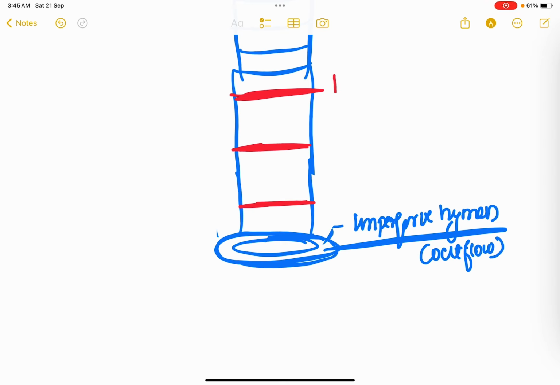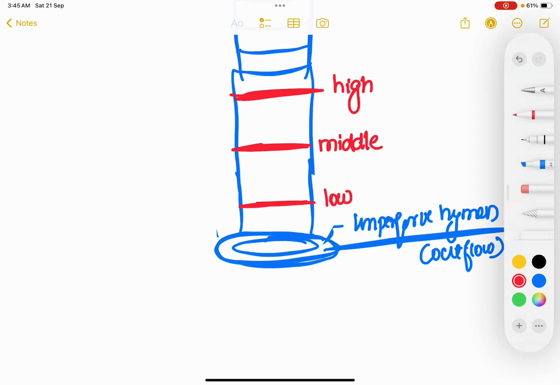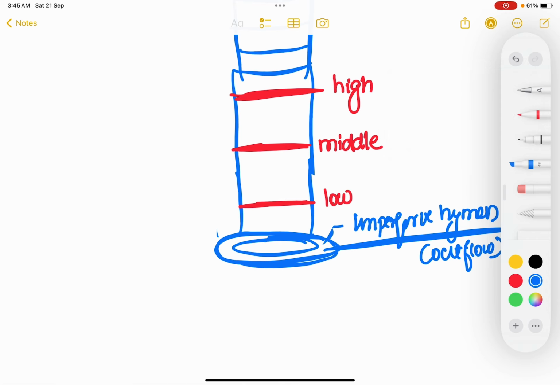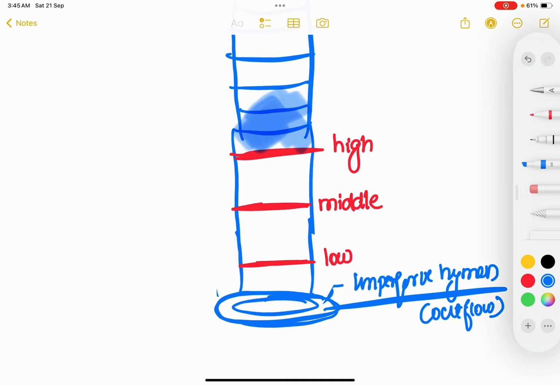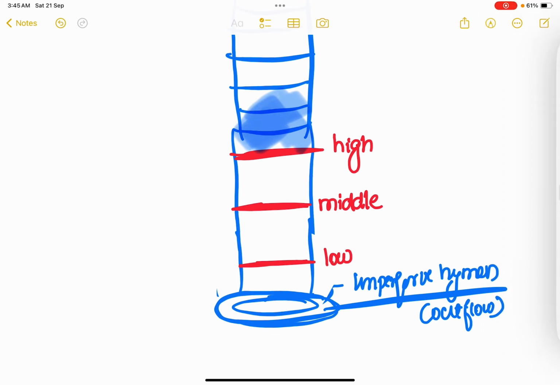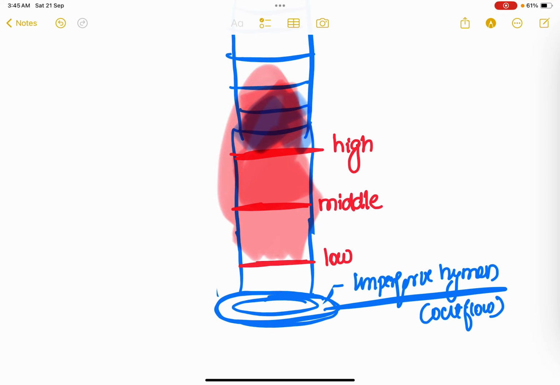If it is going to be a high vaginal septum, middle, or a low vaginal septum. If it is going to be a high vaginal septum, then whatever blood is going to come out of the menstruation, that is going to get collected here. But if it is going to be a middle vaginal septum, then whatever blood that is going to come out of the menstruation will collect here. If it is going to be a low vaginal septum, then whatever blood that is going to get out of the menstruation will collect here.